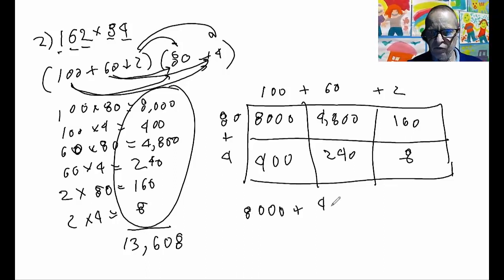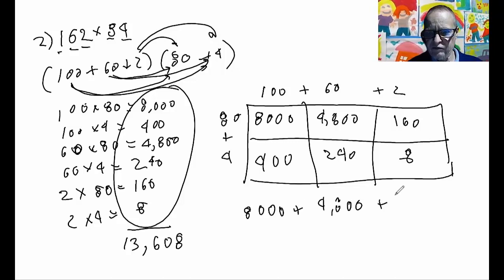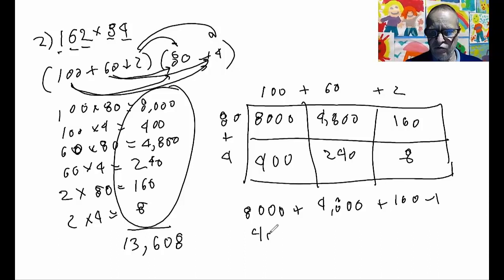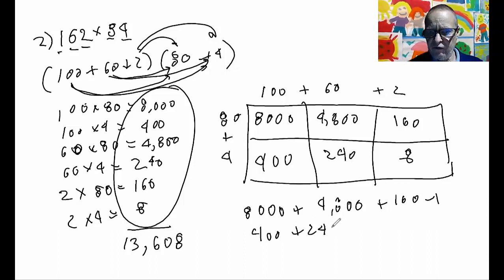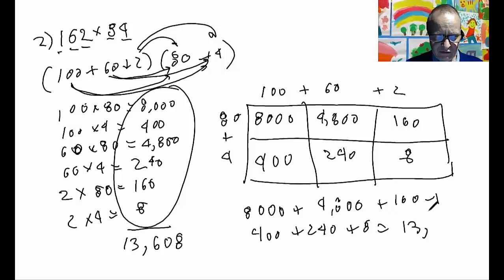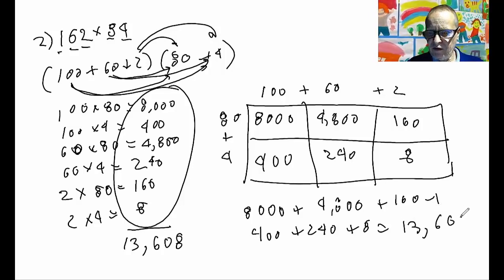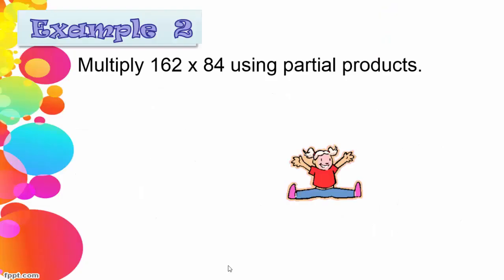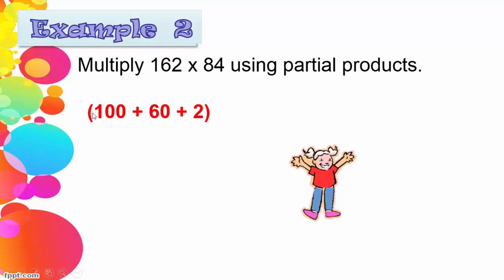8,000 plus 4,800 plus 160 plus 400 plus 240 plus 8, and again we get 13,608. Reviewing what we just did on the whiteboard, we broke 162 into the hundreds place, which is 100, the tens place, 60, and the ones place, 2, and then 84, the tens place, 80, the ones place, 4.